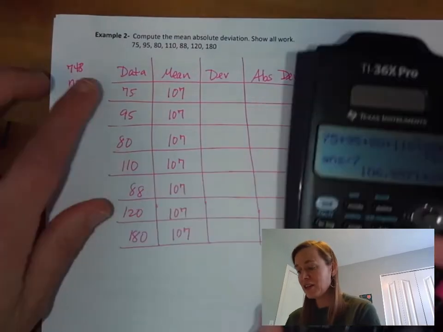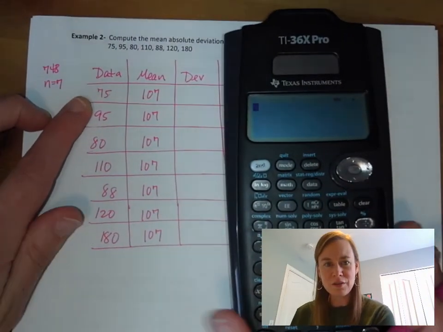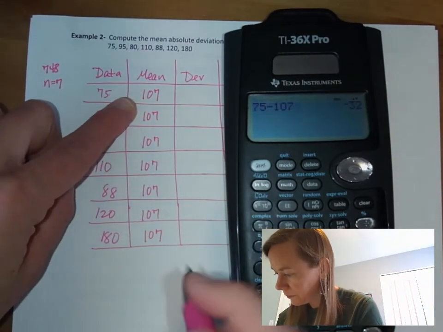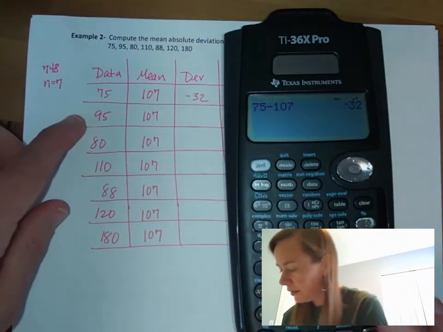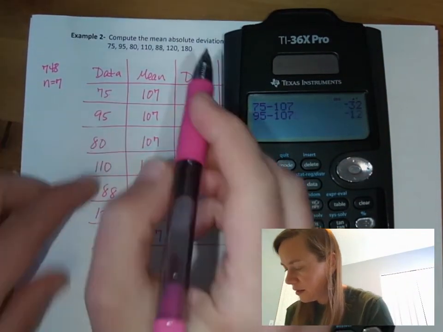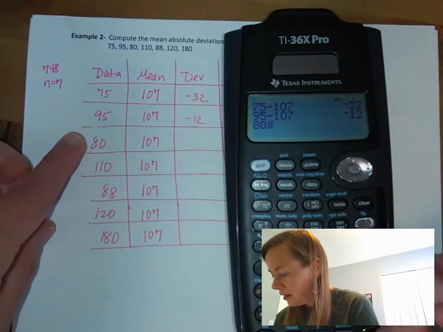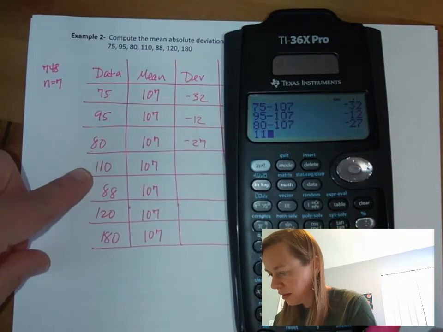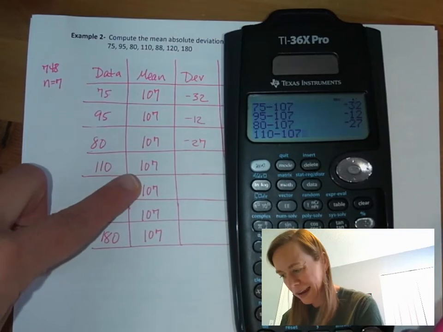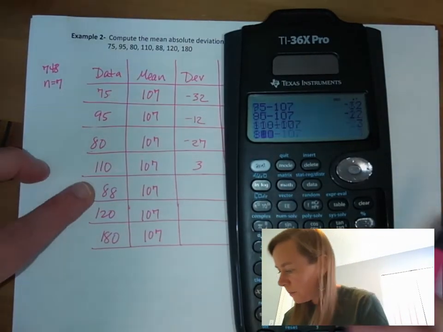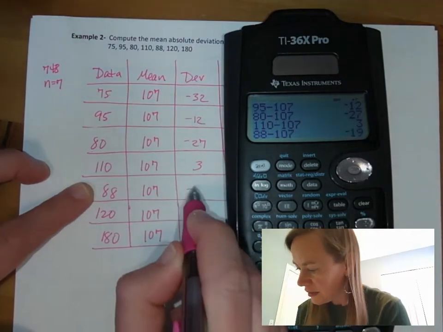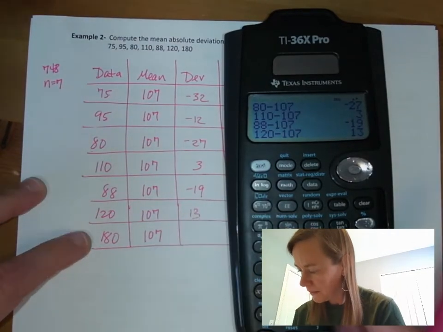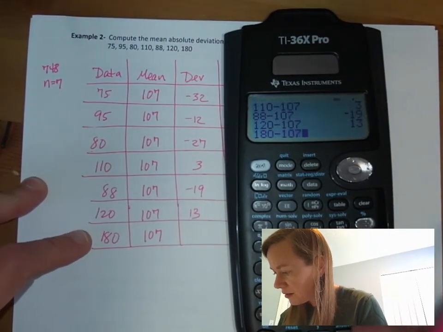Okay, so now for deviation, totally fine if you just want to use your calculator and cruise through these. We're going to go data minus mean. So starting out with 75 minus 107, negative 32. Now 95 minus 107, negative 12. 80 minus 107 is going to be negative 27. If you want to pause this video and continue by yourself and then check back in to see if you got it right, I think that's awesome. 88 minus 107, negative 19. 120 minus 107 is 13. And finally, 180 minus 107 is going to be 73.